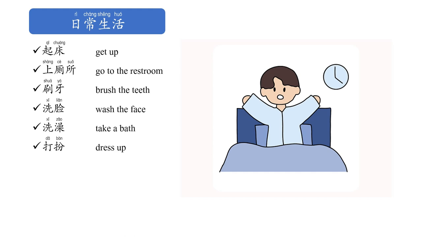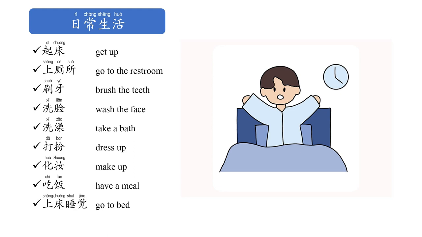Next one, to dress up, it is 打扮, to dress up. 化妆 is to make up. 化妆, make up. 吃饭, have a meal in general. So you can use this for all the meals. 吃饭, to have a meal. But if you want to talk about having a breakfast, you can say 吃早饭. You add the word 早, which means morning, in between 吃 and 饭. 吃早饭, to have a breakfast.